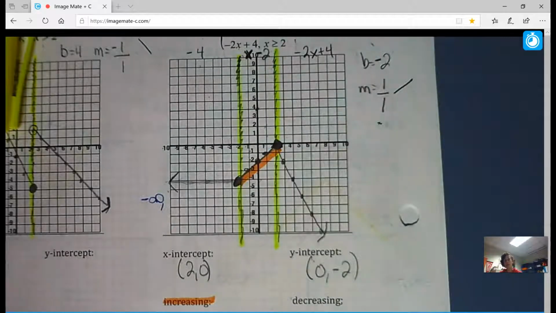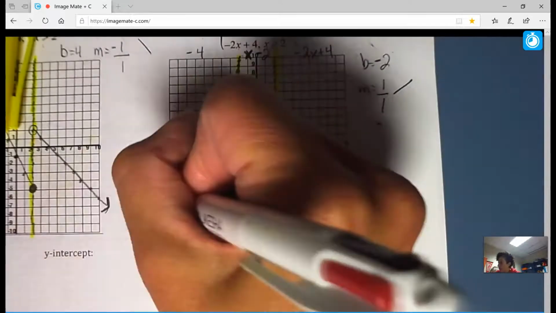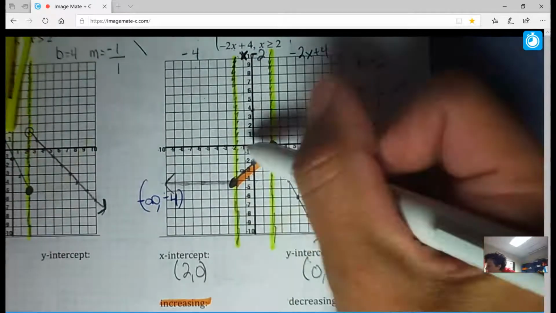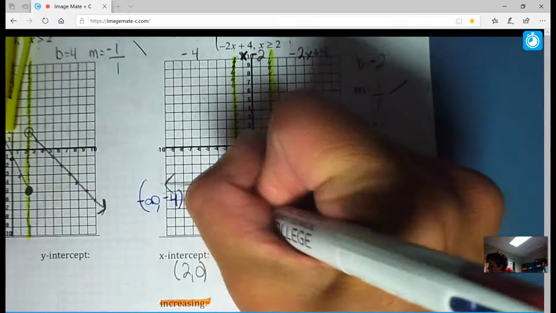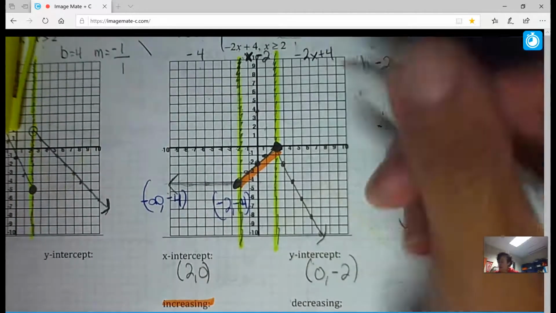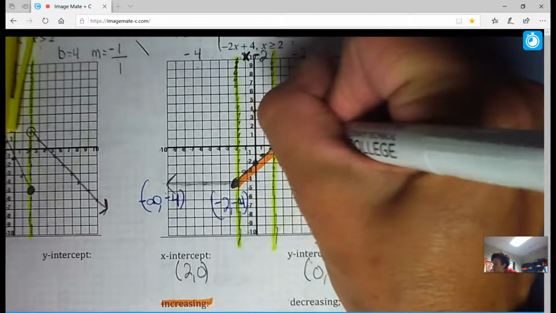It's actually always staying consistently at negative 4. So I'm going to put a negative 4 here. Here's a turning point. That is negative 2, negative 4. Again, always mark your graph.